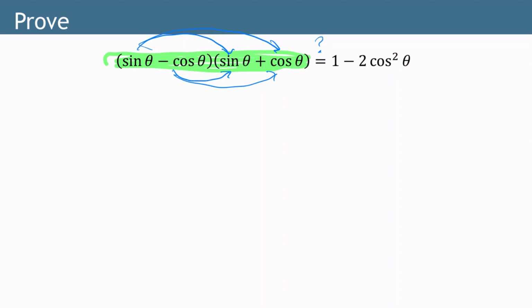I'm going to do that in black. So sine theta times sine theta. By the way, theta, x's, y's, theta is just a variable. It doesn't matter if I'm using thetas or x's. We just like to use theta a lot in our trig, right? So sine times sine, well, that's sine squared.